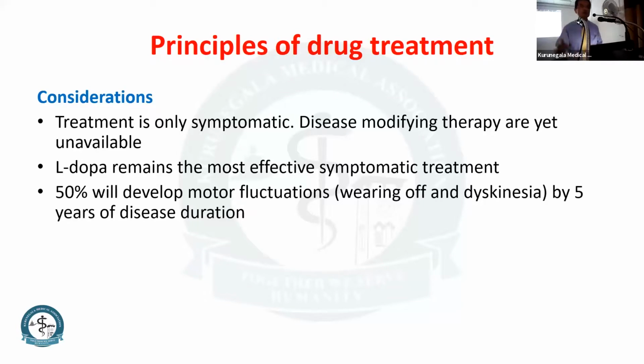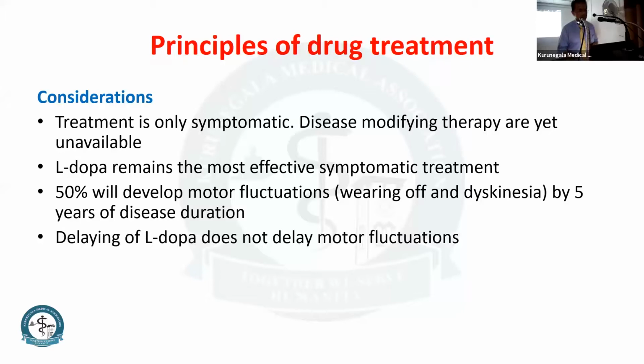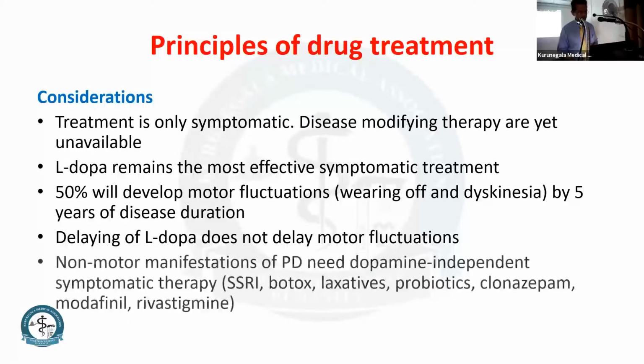Whatever you do, whether you give levodopa, whether you don't give levodopa, whether you give a dopamine agonist, 50% of patients will develop motor fluctuation 5 years down the line. Whether you treat or not treat, they will develop motor fluctuation. Motor fluctuation means, initially when you give the levodopa, it acts for about 6 to 8 hours. As time goes by, it acts only for 2 hours. So there are end-of-dose problems. Then when you give the dose, they have dyskinesia, they develop chorea. Without the medication also, they develop chorea. So these are motor fluctuations. And the majority of patients, 50%, will develop it at least by 5 years. Delaying the levodopa does not delay motor fluctuation, so there's no gain in delaying treatment.